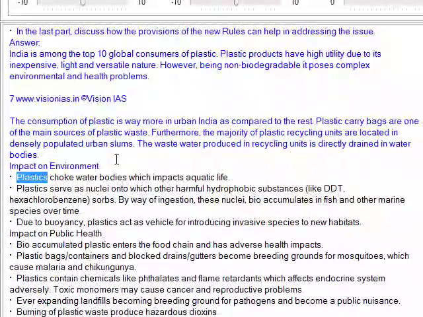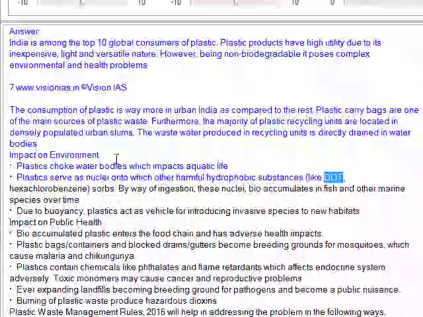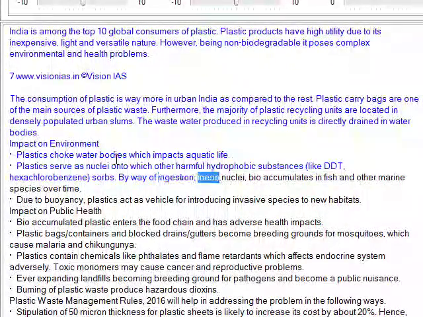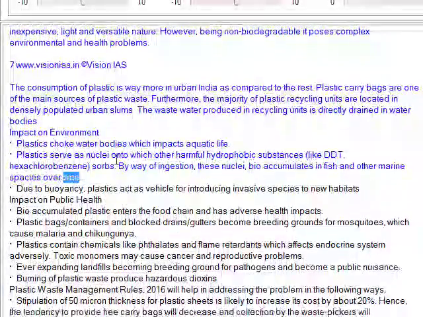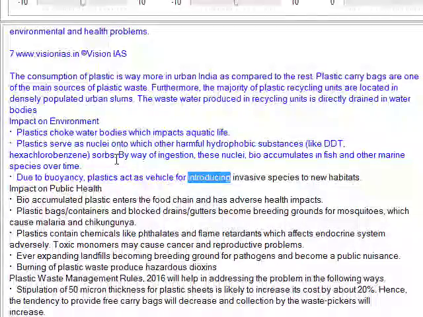Impact on environment. Plastics choke water bodies, which impacts aquatic life. Plastics serve as nuclei onto which other harmful hydrophobic substances like DDT and hexachlorobenzene adsorb. By way of ingestion, these substances bioaccumulate in fish and other marine species over time. Due to buoyancy, plastics act as a vehicle for introducing invasive species to new habitats.